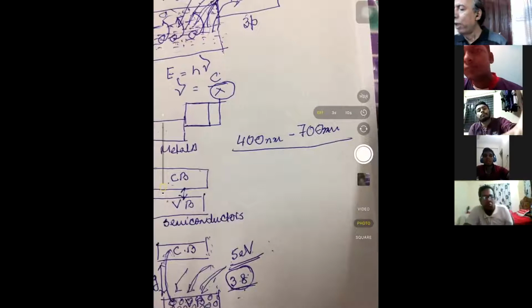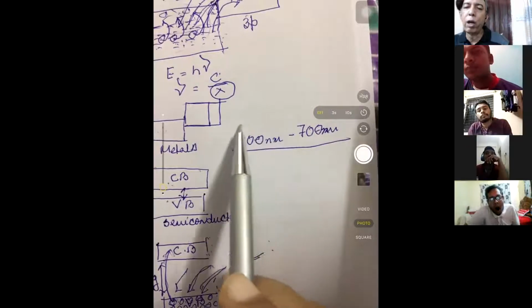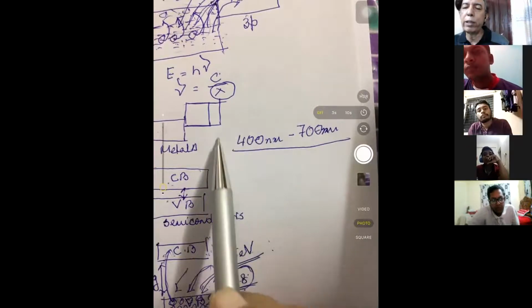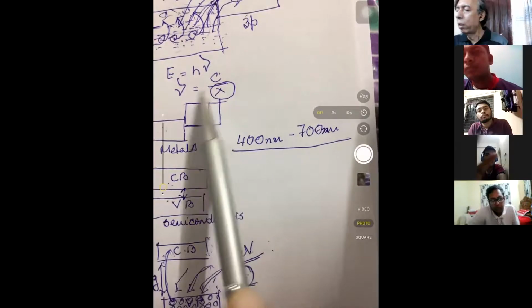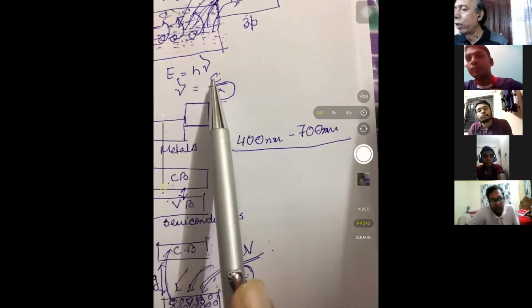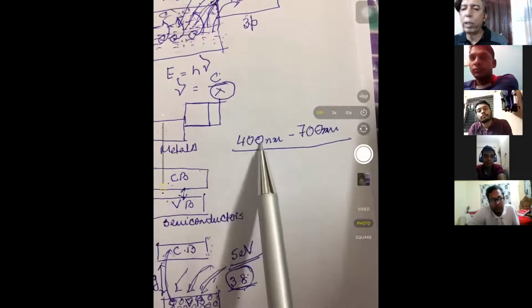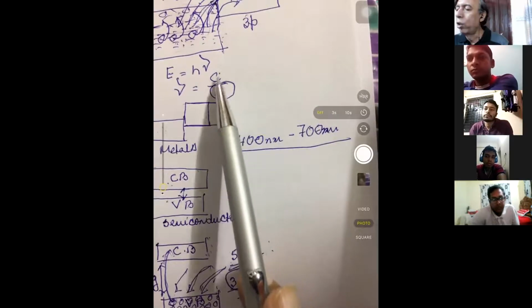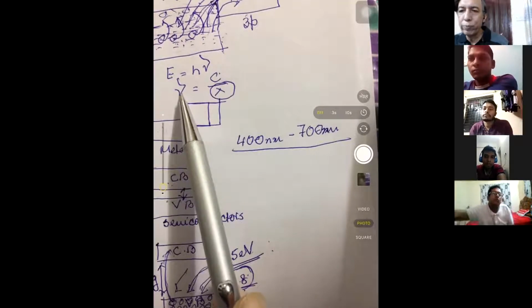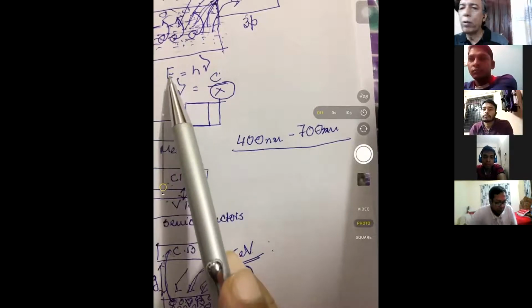Now, if we want to calculate the energy of the light wave of 400 nanometer, how can we calculate it? We can calculate it very easily. You see here, nu is equal to c by lambda. So we know that lambda is 400 nanometer. We know the value of c. So we can calculate the value of nu. So if we know the value of nu, we can calculate the value of E easily.